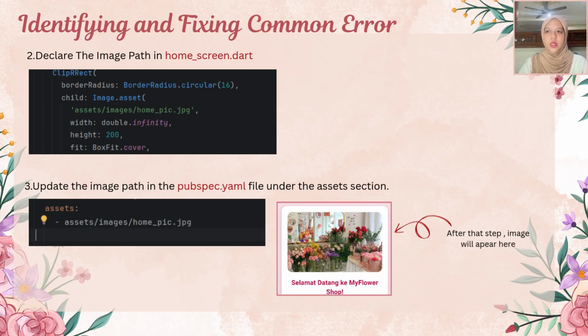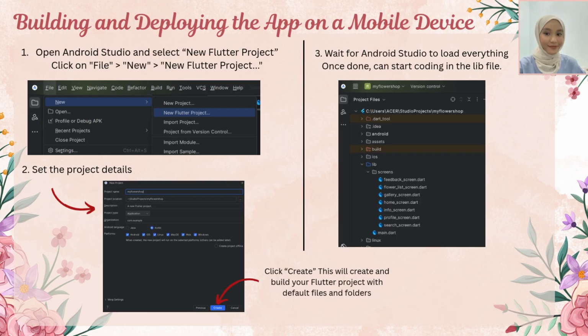Second, we should declare the image file in any file that we want the image to appear at. For example, I put it in homescreen.dart, so I declare the image asset/image/homepage.jpg. The last one is we also need to update the image file in the pubspec.yaml, and after we run the file again, the image will appear at the place that we want.